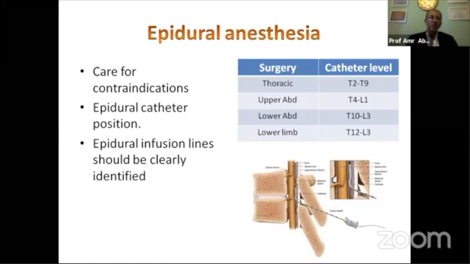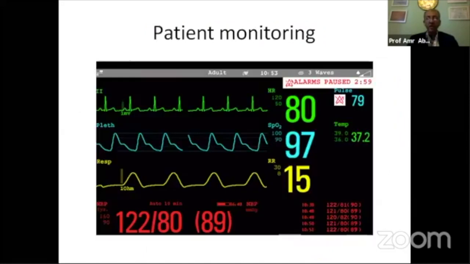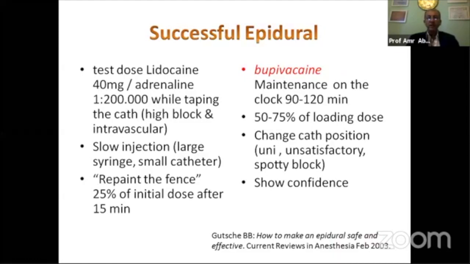this place. Epidural infusion lines should be clearly identified in order not to be mixed up with any other lines. And the guidelines say that it's preferable to be yellow in color. Do also patient monitoring. Look at the blood pressure, the heart rate, saturation. Make sure that the patient is not going into a dilemma of low saturation, low blood pressure, and then this will be the cause of failure because you will turn the patient maybe into a catastrophe by a total spinal or total epidural. Then we come to how to make the epidural safe and effective.